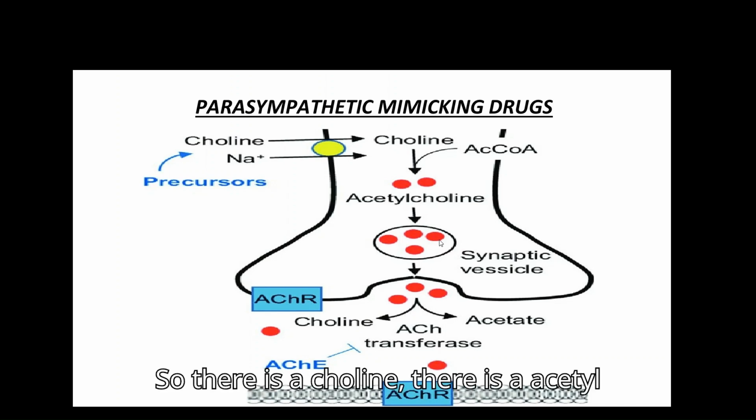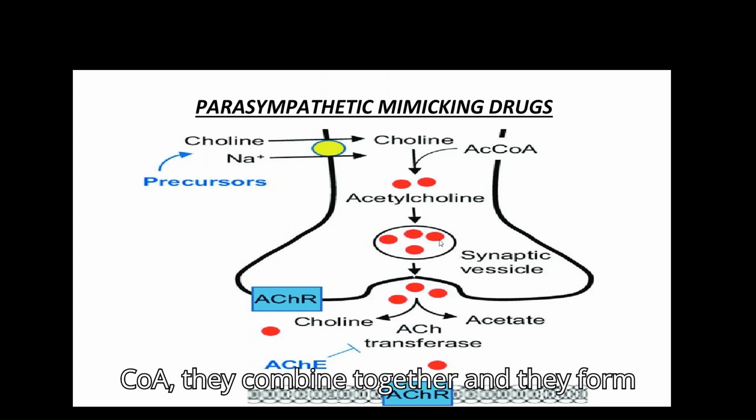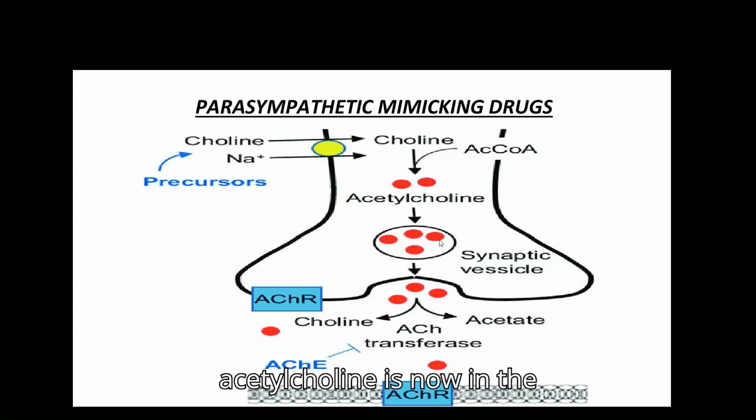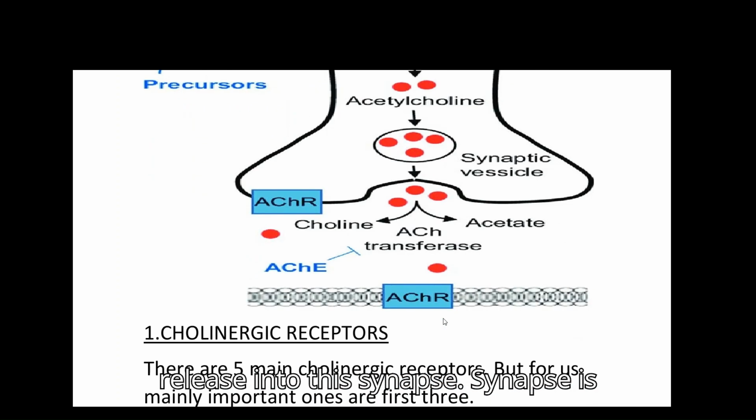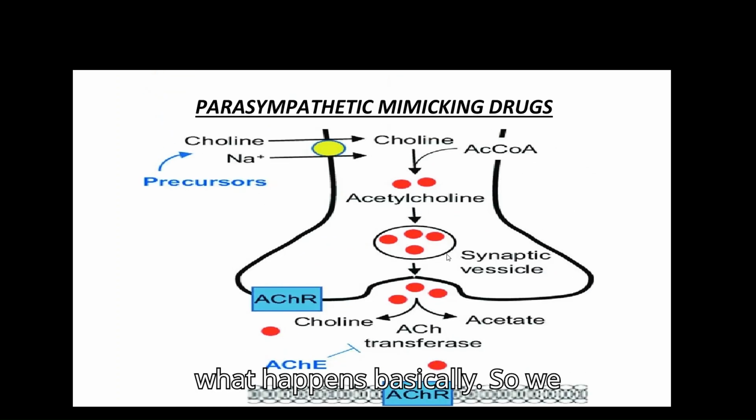So there is choline and acetyl CoA, they combine together and form acetylcholine, and acetylcholine is now inside the vesicles. When the nerve conduction impulse comes, calcium binds with these vesicles and they release into the synapse. The synapse is nothing but the gap between the proximal nerve terminal and the distal nerve terminal. Distally it could be a muscle or another neuron's synapse. So this is what basically happens.